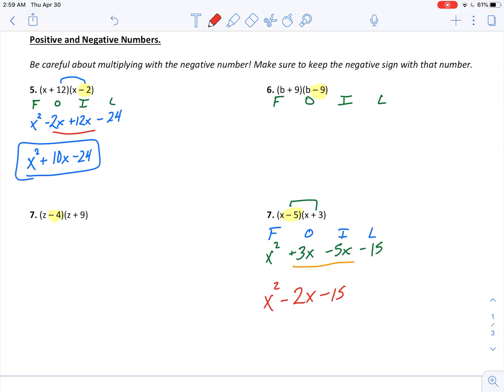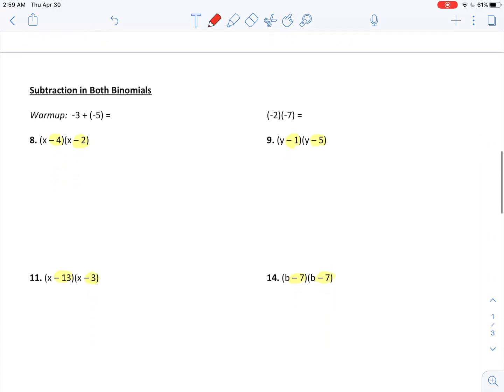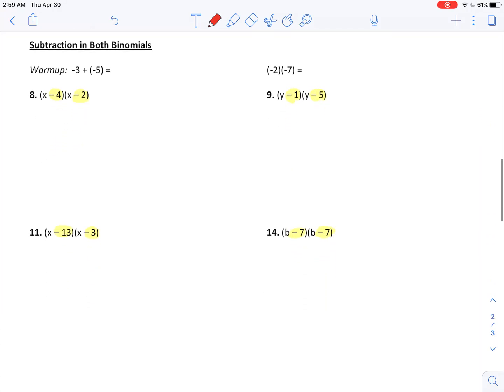I'm going to leave these last two for you guys just for extra practice if you really want it. Not necessary. I'll post the completed notes here after I'm done with that. And that's just for the sake of time. I want to get to subtraction, because this is probably our most difficult part.